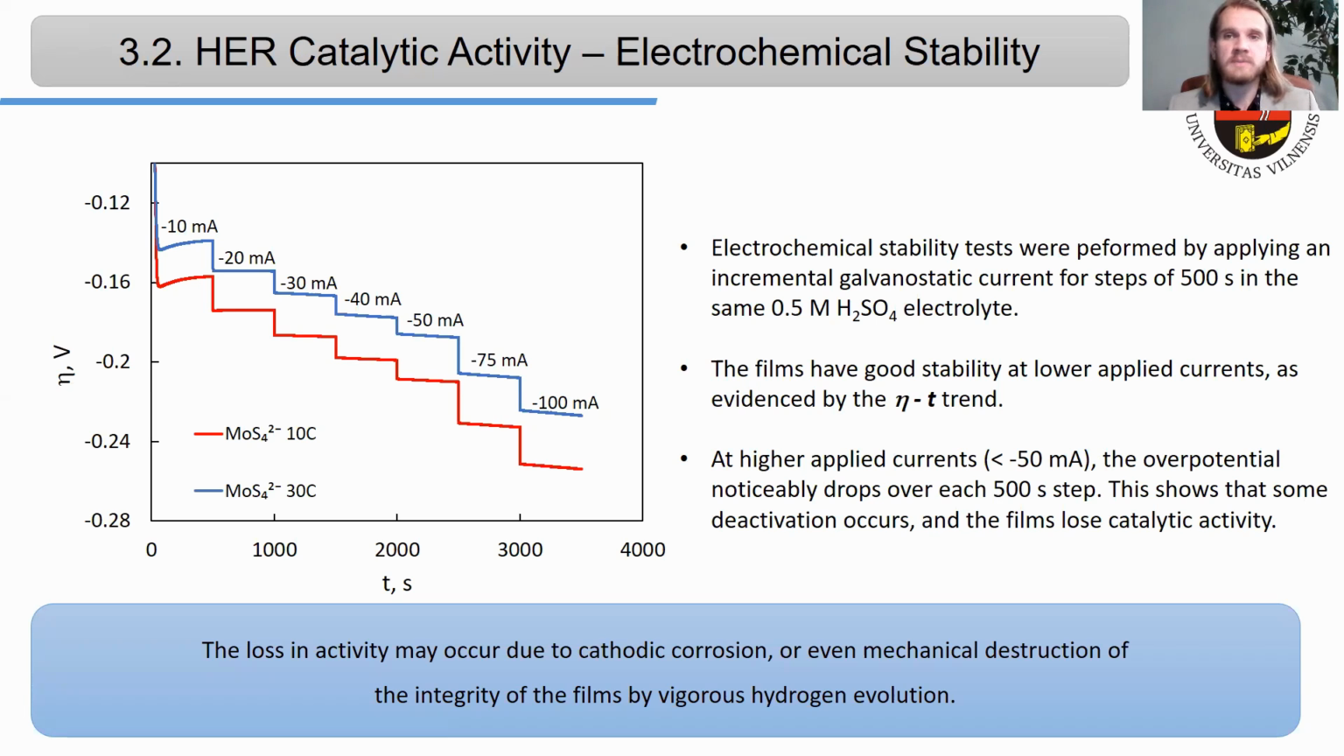However, at larger applied currents, for example, minus 50 milliamps, a drop in overpotential becomes apparent. If it takes a larger overpotential to reach the same current, we conclude that the film is losing activity. The reasons for this are likely related to breakage of chemical bonds in the structure of the molybdenum disulfide film, as well as possible mechanical destruction by vigorous hydrogen bubbling.